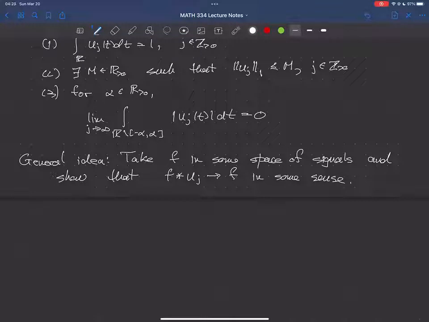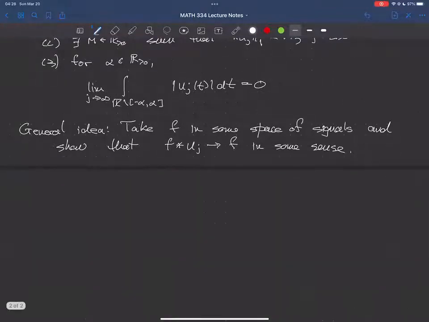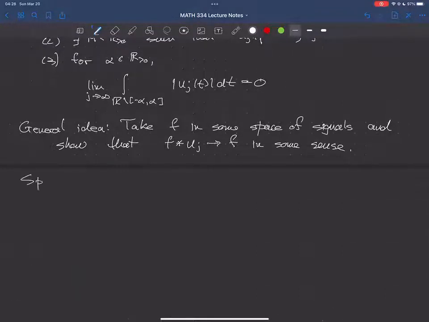Okay, so let's look at the various kinds of approximation that you get. All right, so what I want to do is write these all down together in one list.